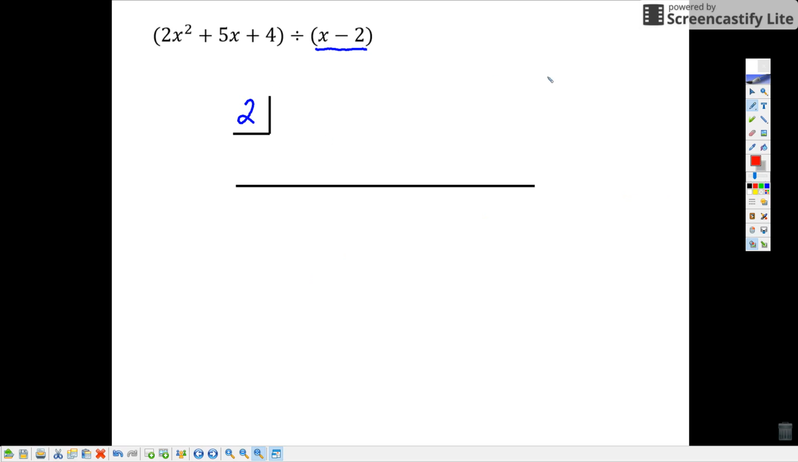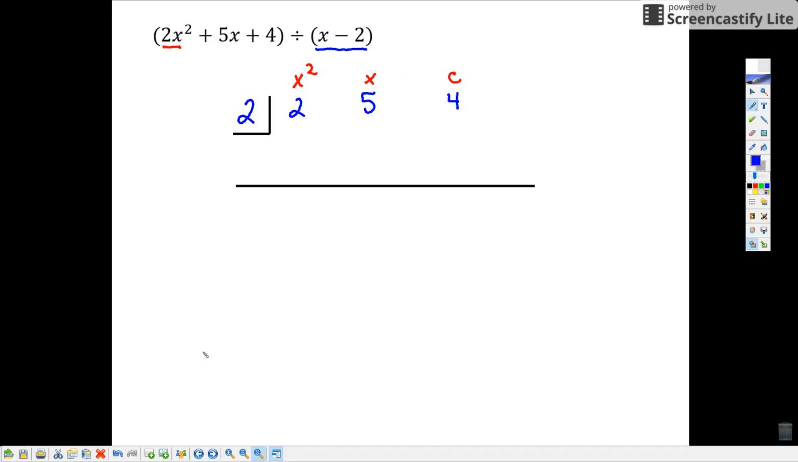Now I like to write little placeholders. You don't have to do this. So my first placeholder will be an x squared because that's my first term, followed by x because that's the next value that will go down, and then followed by the constant. C stands for constant. Now right below that, I'm going to go ahead and write the coefficients in front of each of these values. So the coefficient in front of x squared is 2. The coefficient in front of x is 5. And my constant is 4.